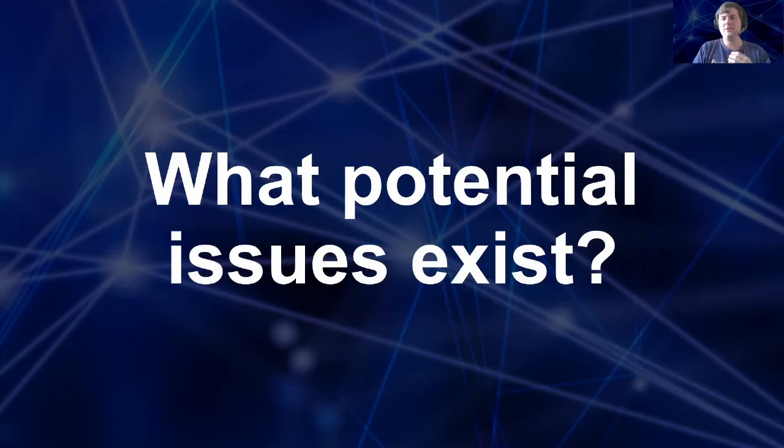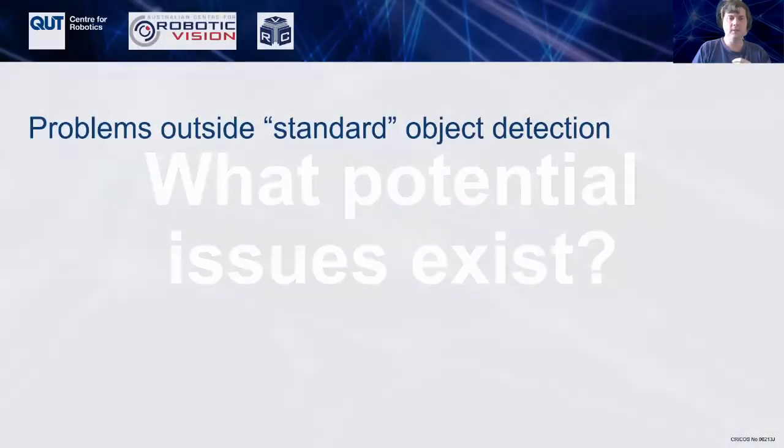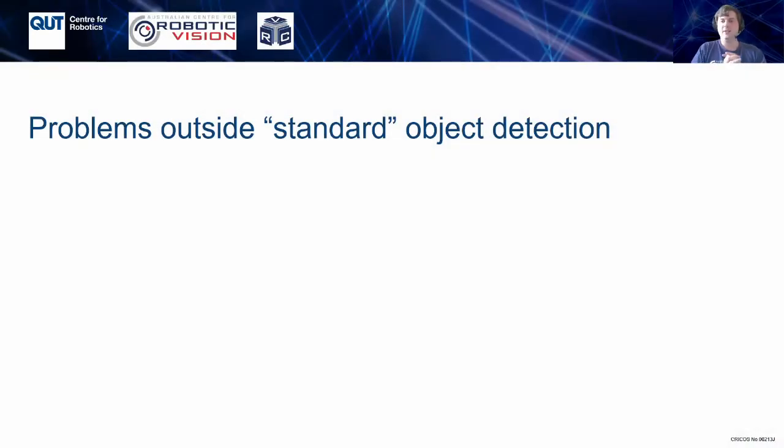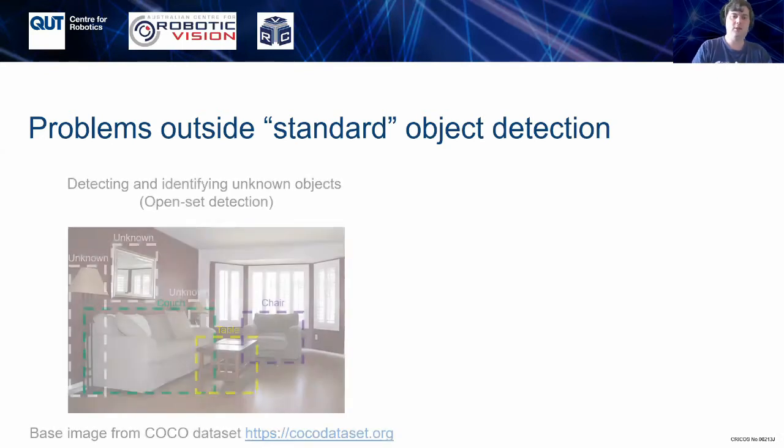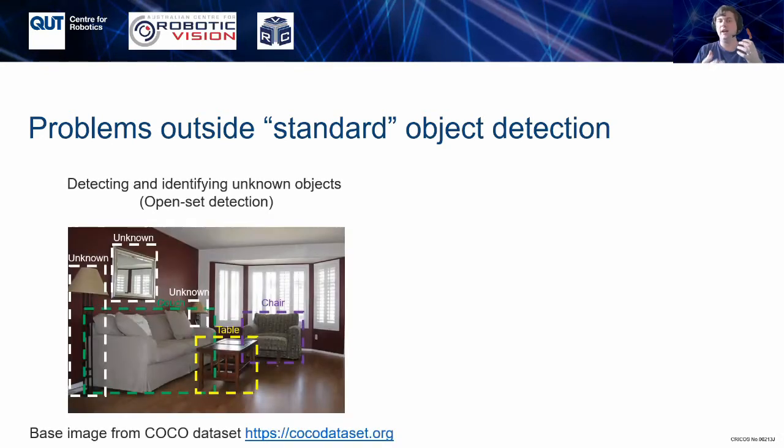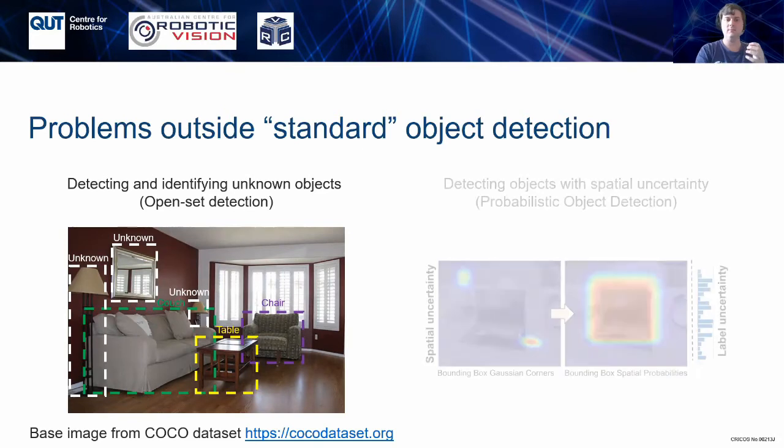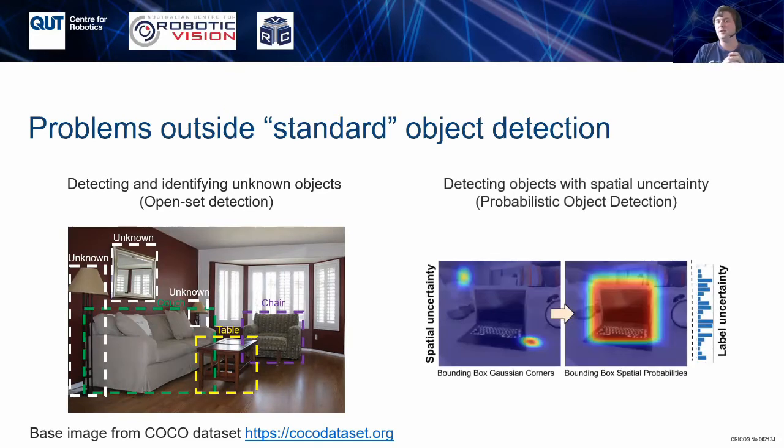So I'm going to split up the potential issues into a few little parts here. The first are problems that I consider outside standard object detection. So this is stuff that has its own research fields in and of itself. This is things such as identifying unknown objects, or open set detection, and detecting objects with spatial uncertainty, or probabilistic object detection. These are both very important in applying an object detector to the real world, being able to say, oh, I don't know what this is, but I think that it is something, and being able to give some uncertainty as to where exactly you think something is.